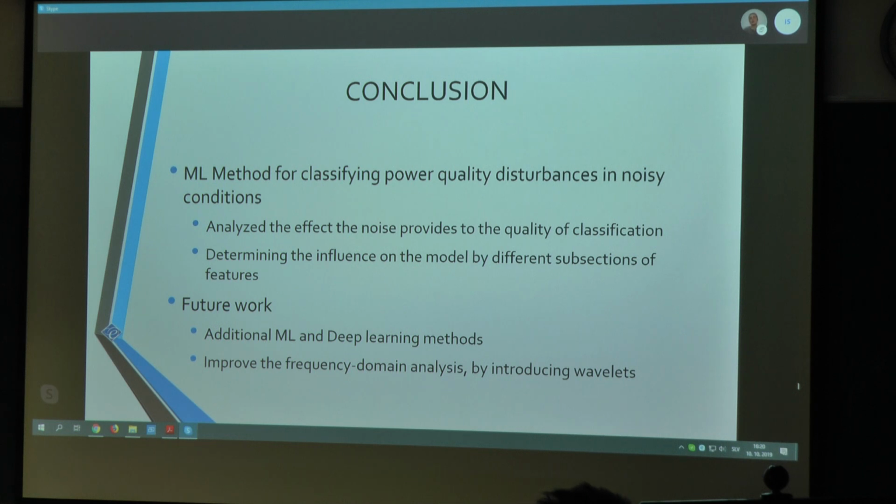So what I presented to you today is a machine learning method for classifying power quality disturbances in noisy conditions. We have analyzed the effect that the noise has on the quality of classification, which in our case proved that we have models which are invariant to the noise because the results are quite similar at 20, 30, 40, and 50 decibels of white Gaussian noise. So we have something that can be used perhaps with a little bit more work in the real world.